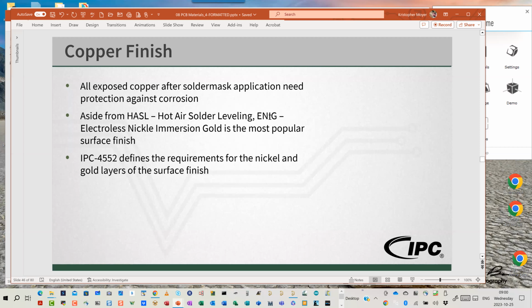Would you know what the cost difference per...? Yeah. So HASL, dirt cheap, pretty much included with standard fabrication costs, no real cost adder. Immersion silver, immersion tin, I will tell you, my data is about 15 years old. The last time I did one of those, I got burned on them. That's why I don't use them anymore.